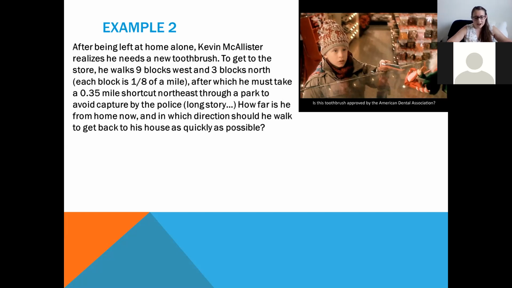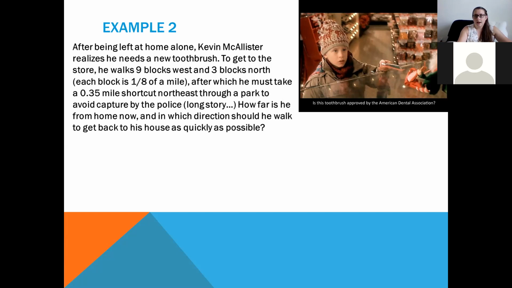End side note. So we want to identify our target variable. And in this case, we're again looking for how far he is from his starting point, from home, and which direction that is where he ended up. So we're again looking for a displacement vector. To set up the problem, we're again going to draw a picture.